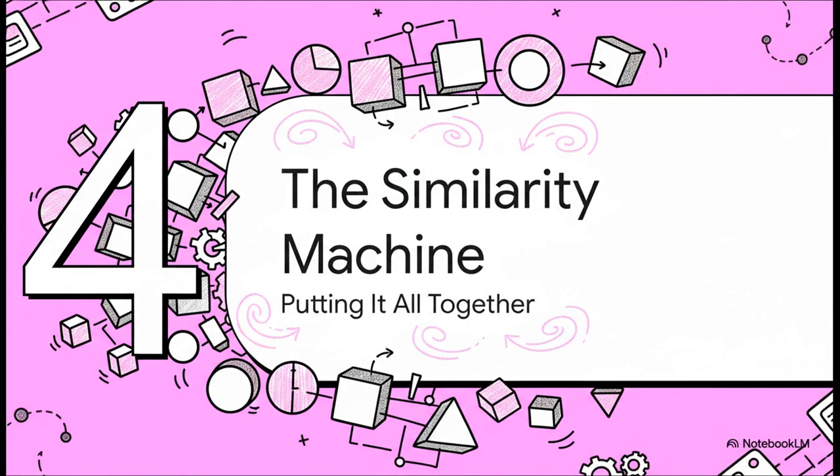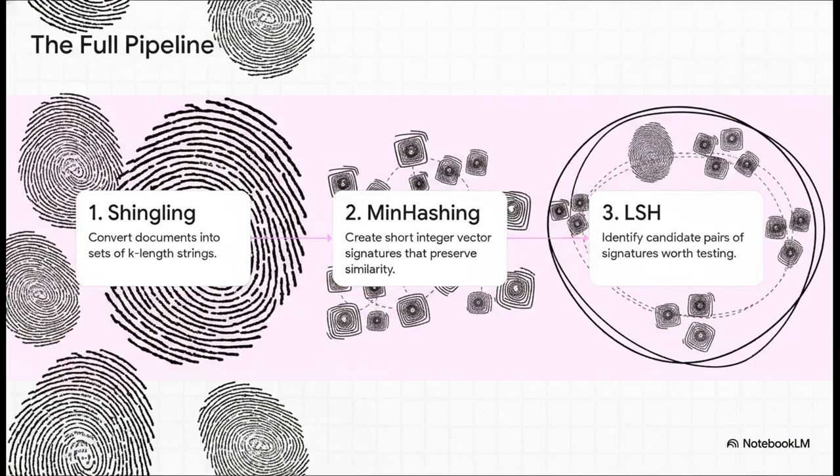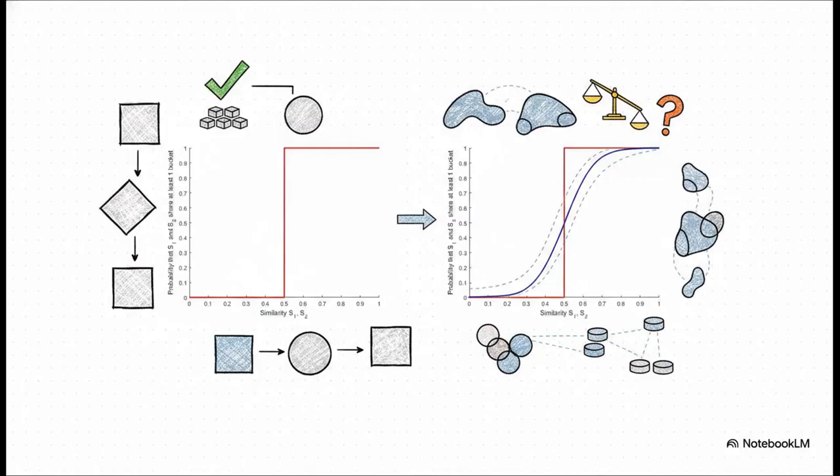And that's it. We've built all the pieces, so let's put it all together and see our finished similarity machine in action. So here's the entire pipeline, from start to finish. First, shingling takes the raw text and turns it into those big, unique fingerprints. Then, min-hashing comes in and shrinks those massive fingerprints down into small, super-fast signatures. And finally, LSH does the clever sorting, grouping similar signatures together so we only have to check the most promising candidate pairs.